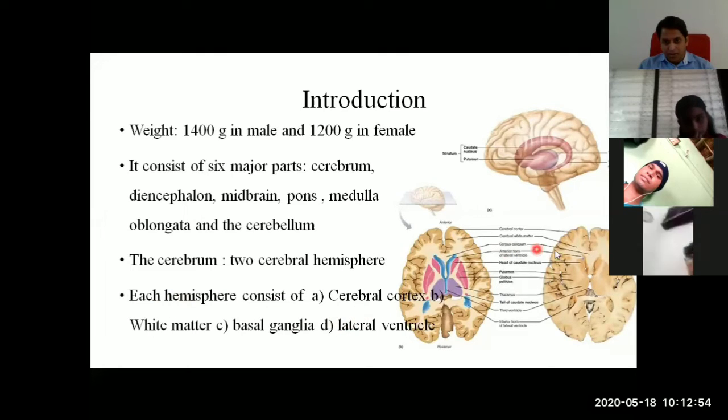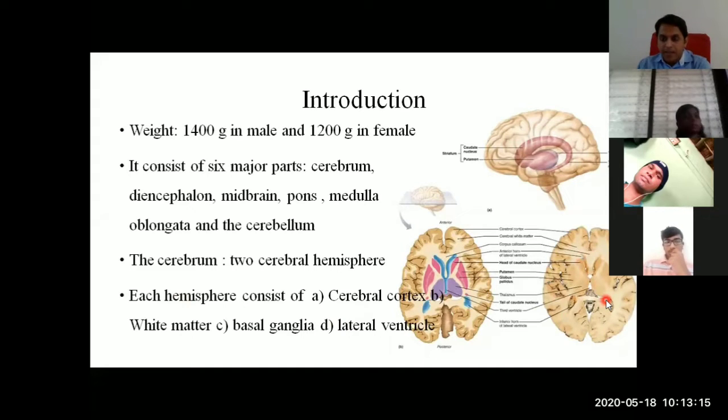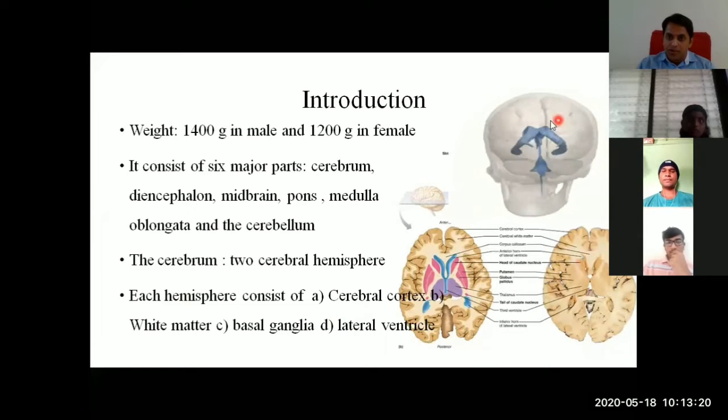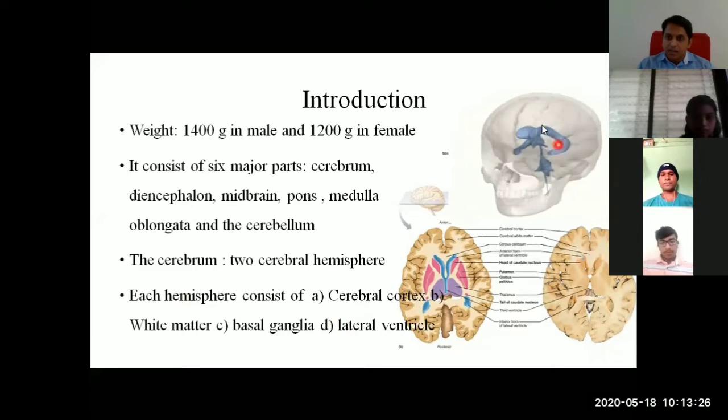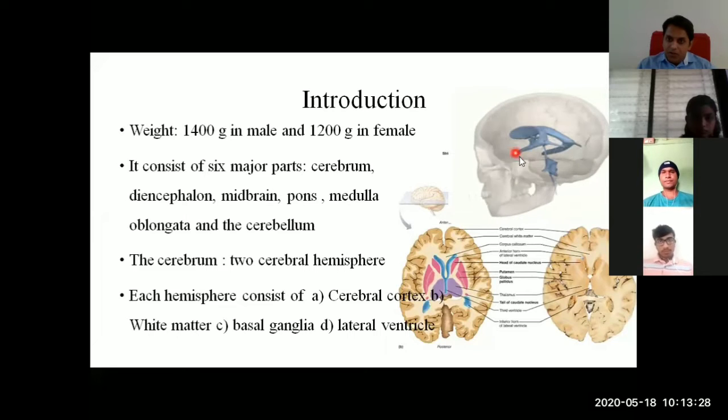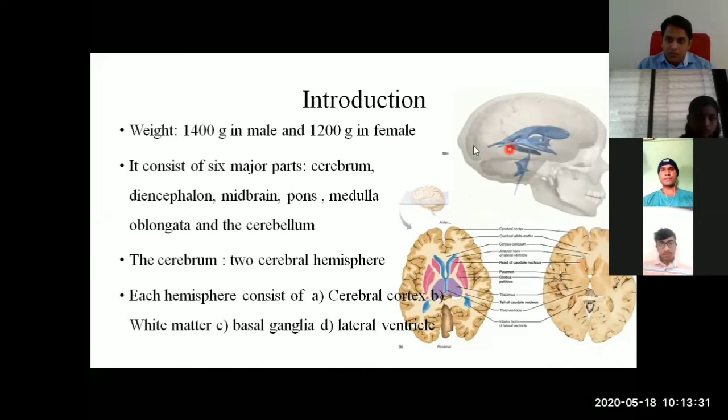So I said the outer gray matter is the cerebral cortex, then the white matter, then the basal ganglia, and the cavity inside. The brain has cavities, and those cavities are known as ventricles. The ventricles contain CSF. In each cerebral hemisphere, you will see the lateral ventricle. You can see the C-shaped structure. It's the lateral ventricle. They are in a pair. It has an anterior horn, an inferior horn, and this pointed posterior horn.